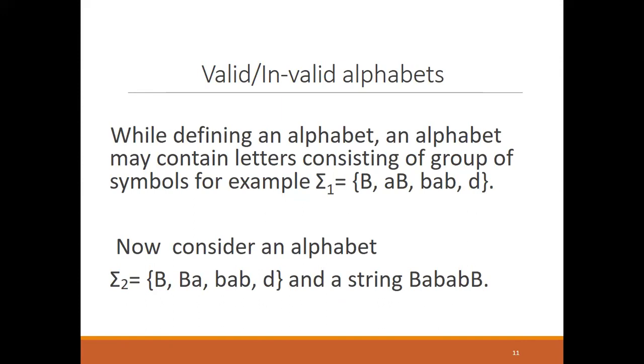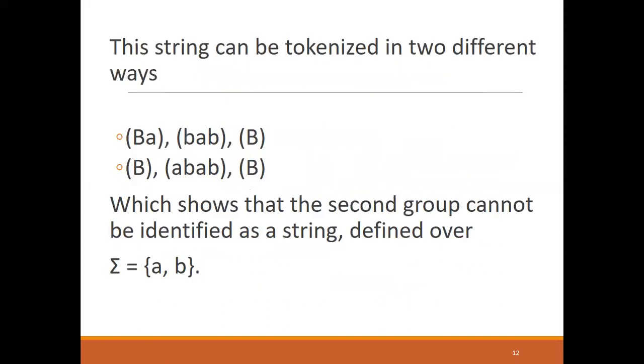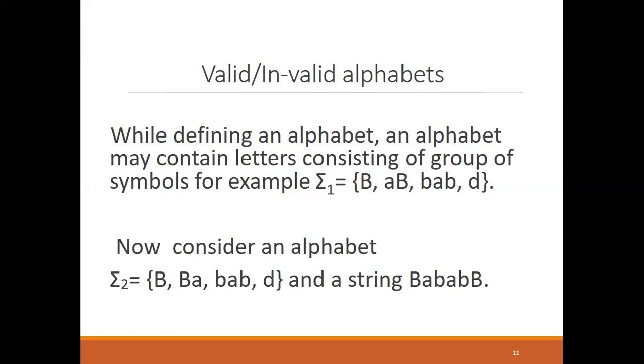Now we are going to learn about valid or invalid alphabets. While defining, an alphabet may contain letters consisting of a group of symbols. For example, this is alphabet 1: B, A, B, B, A, B, and D. We have 4 letters, 4 symbols, to concatenate and generate strings. And there is another alphabet: B, B, A, B, A, B, and D, and a string B, A, B, A, B, B.